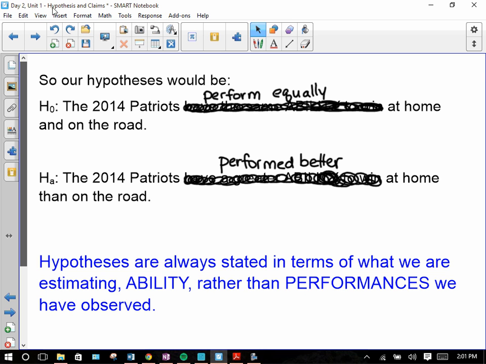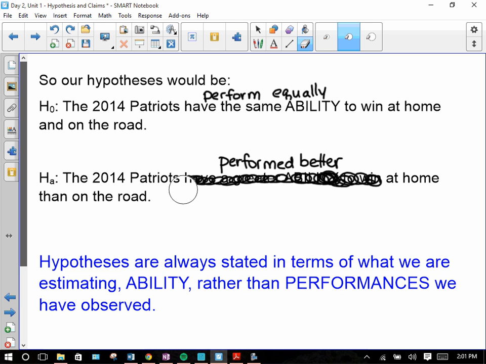And my hypothesis should have the word ability in it somewhere, because that's what we're estimating. Nowhere in here is there the word ability right now. So how do I make this better? Well, if this was written like that on my paper, I'll just cross out "perform equally" and replace it with "have the same ability to win."